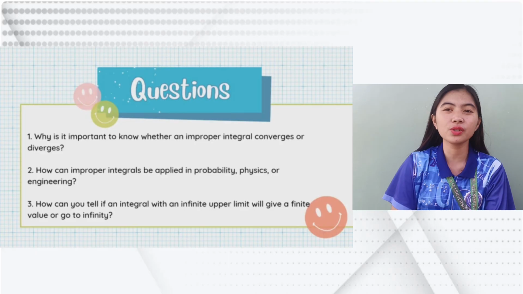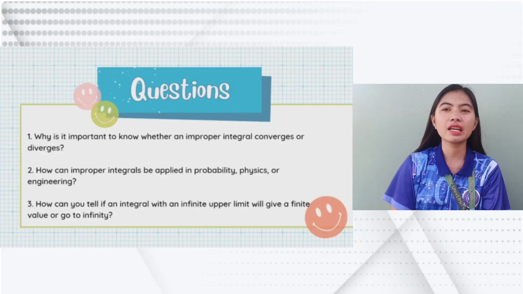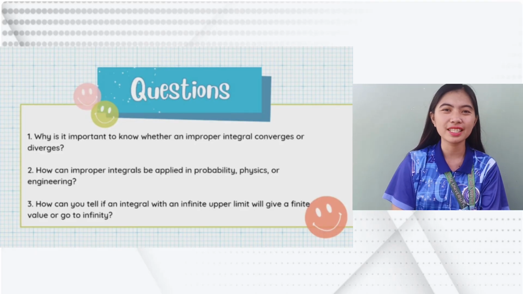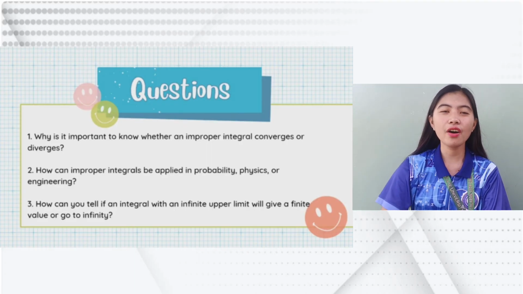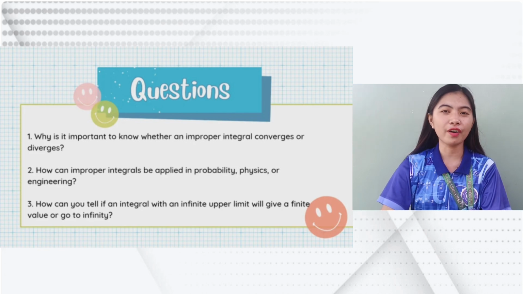Okay, that's the end of our discussion. We prepared 3 questions to generalize our topic. Our first question is why it is important to know whether an improper integral is convergent or divergent. Second question, how can improper integrals be applied in probability, physics, or engineering? So let's proceed to our last question. How can you tell whether an integral with an infinite upper limit will give a finite value or go to infinity?